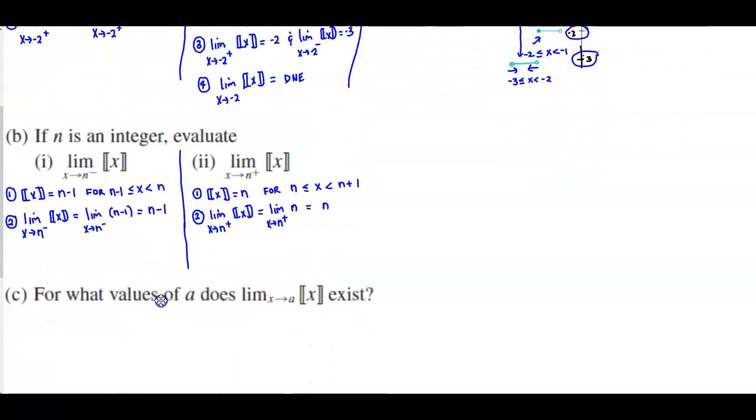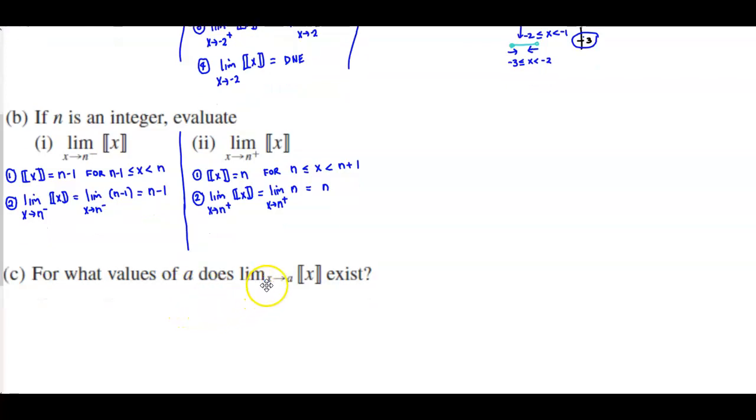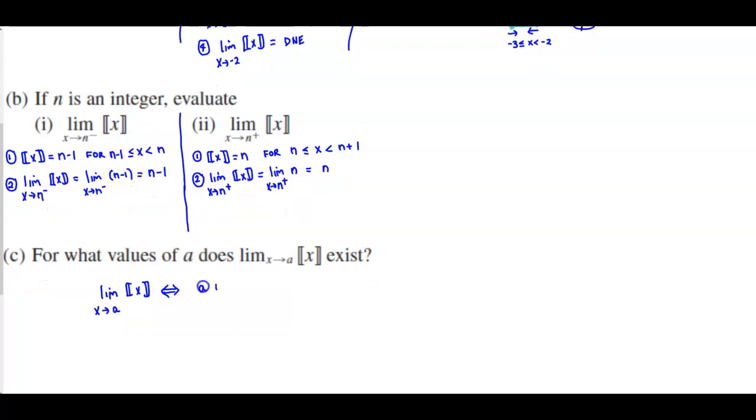Now for part C, it's asking us for what values of a does the limit as x approaches a of the greatest integer function exist? Well, we can say that the limit as x approaches a of the greatest integer function is equivalent to, or we can say that it exists, when the value of a is not an integer.